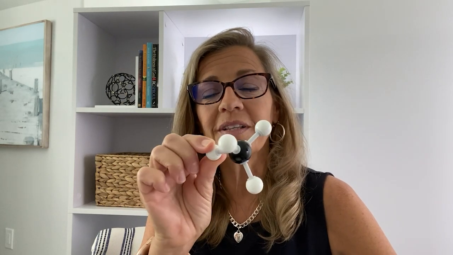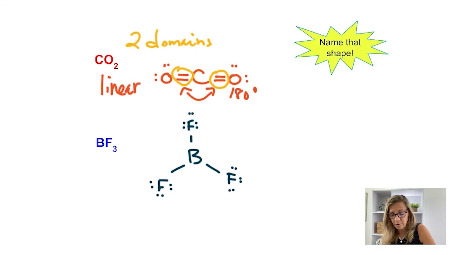Can those pairs of electrons get any farther apart than they are? No, they stay as repelled as they can be, 180. It cannot get any farther apart than 180.